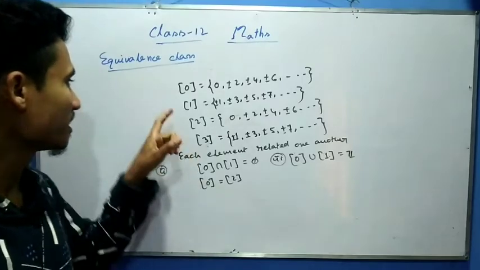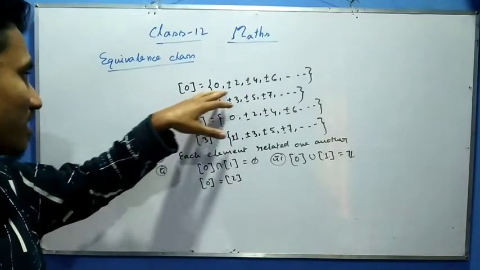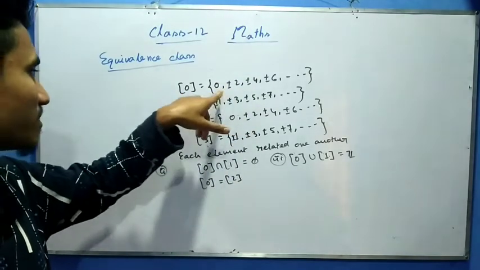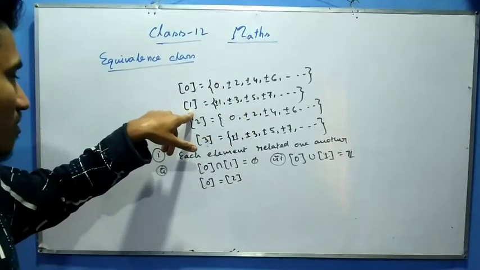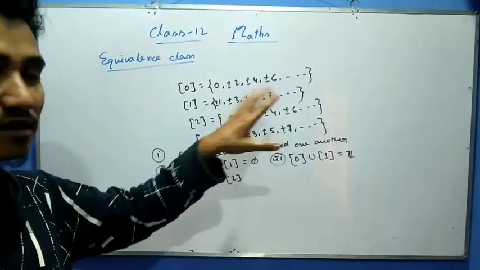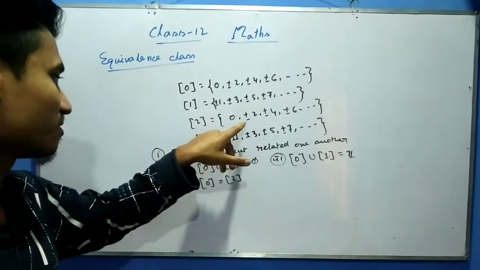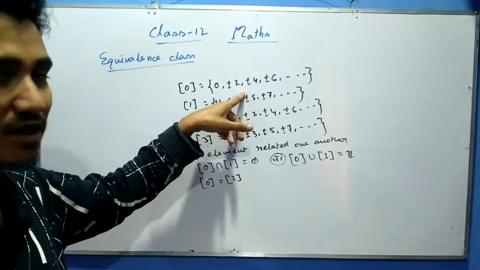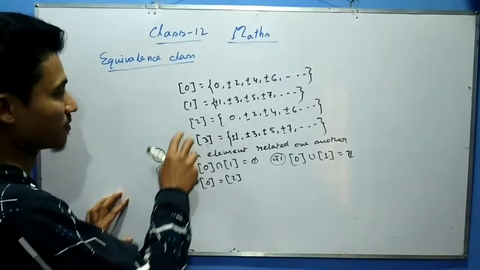So what have we got? The equivalence class of 0 is all even numbers containing 0. The equivalence class of 1 is all odd numbers. Then the equivalence class of 2 is again the equivalence class of 0. So these are the properties equivalence classes have.